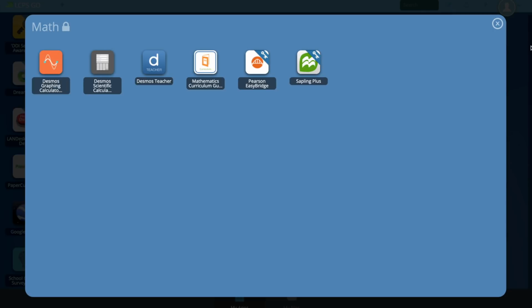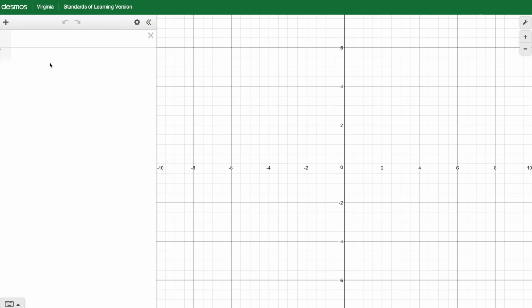Now, you can actually practice this before the SOL exam. If you go into our LCPS Go area and click on the math, at least I think that is where it is for you. For me, it's in the math section. I'm going to click right here on Desmos graphing calculator. So this is kind of what it looks like. It's a graphing calculator. Now, if you look up here, it says Desmos Virginia Standards of Learning version. So we have a slightly modified version.